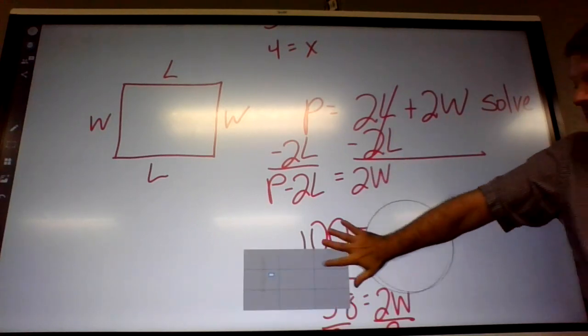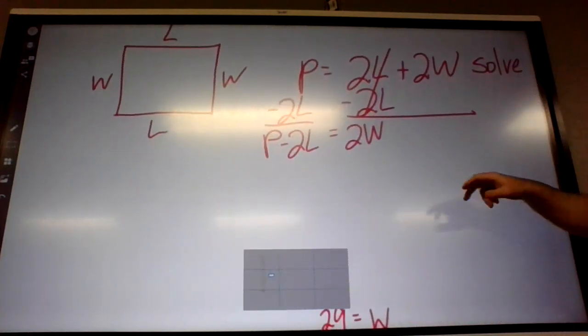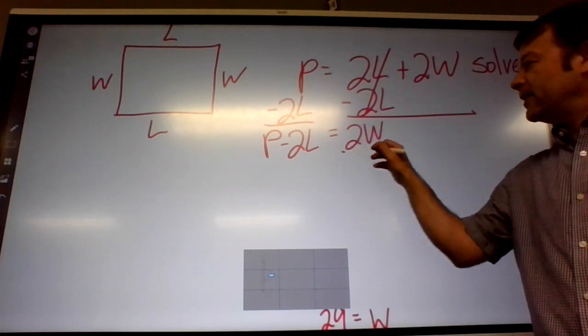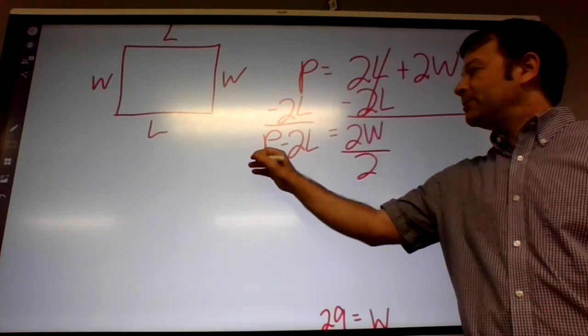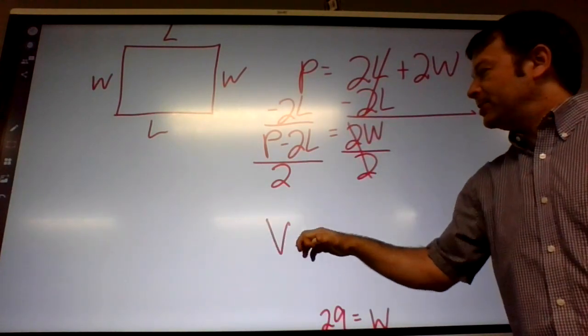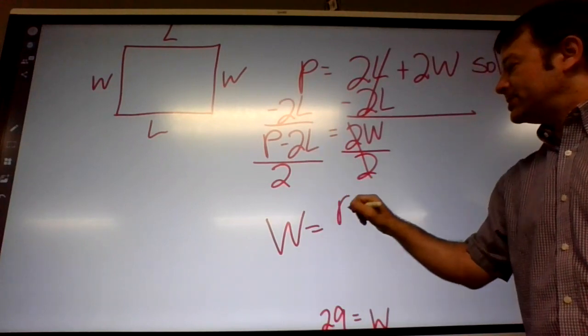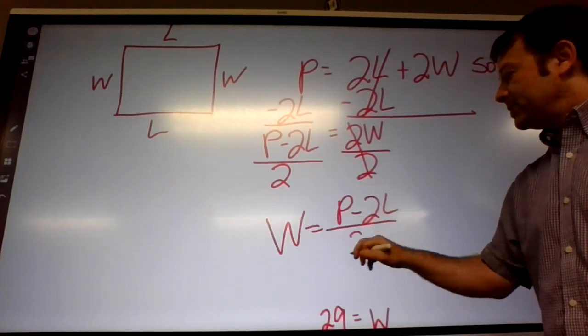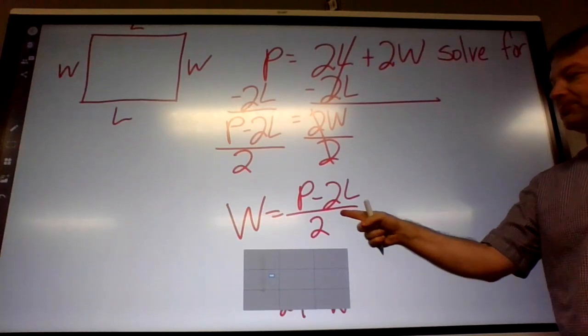Let me get rid of this. Now what would we do? Divide by 2. Well, where do I put the divide by 2? The whole thing, yeah, is divided by 2. So we get W equals, and then that's basically the answer. Now, there's kind of an important note on this.